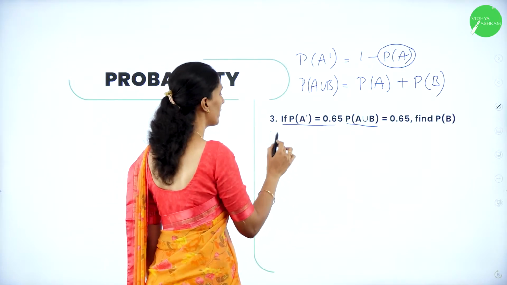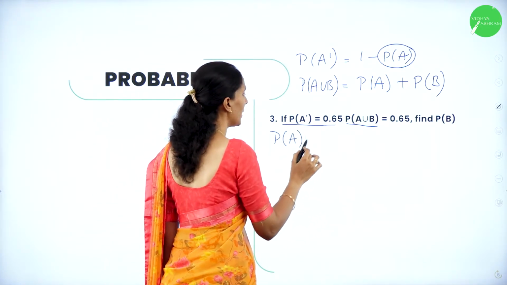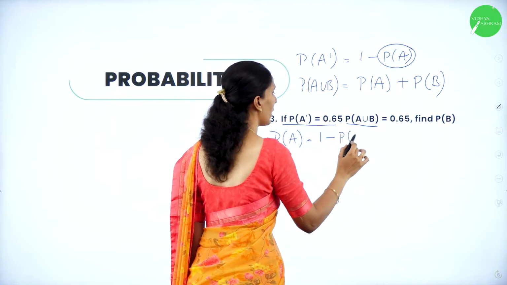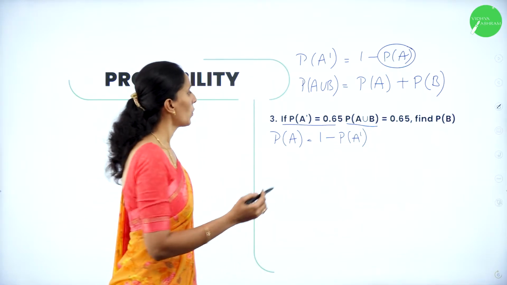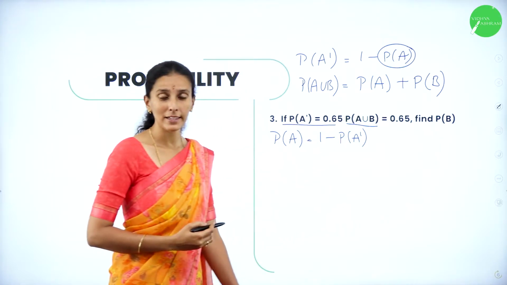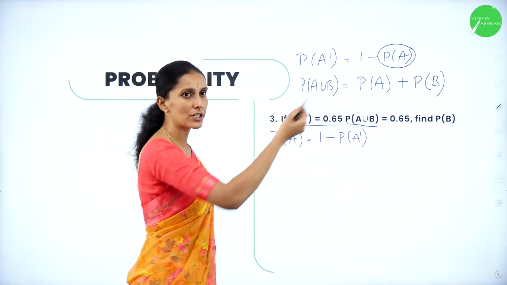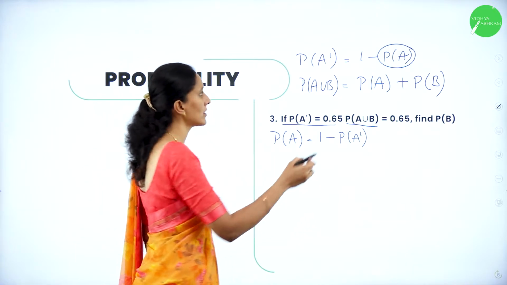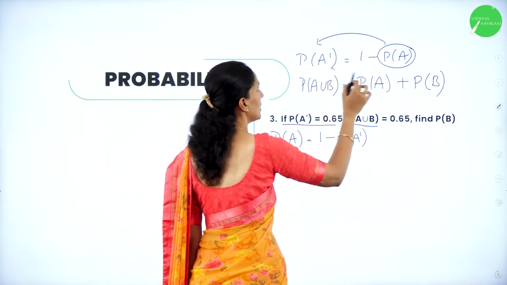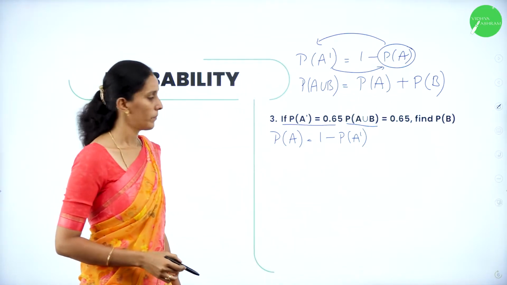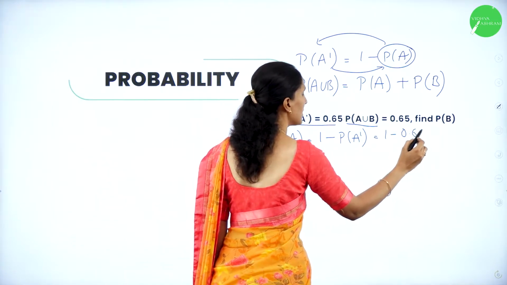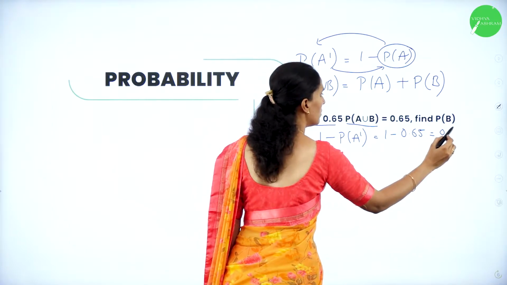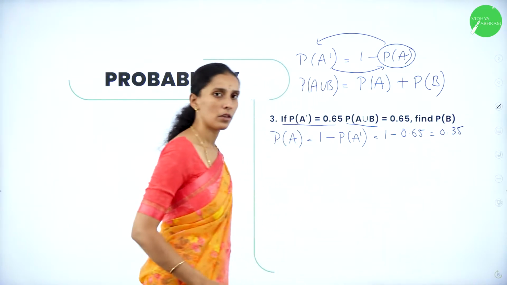So P of A can also be written as 1 minus P of A dash. Since A and A dash are disjoint sets, we can write P of A as 1 minus P of A dash, or P of A dash as 1 minus P of A, which is one and the same. I have just replaced these two here. They are one and the same. So therefore, this is 1 minus 0.65, which is equal to 0.35.